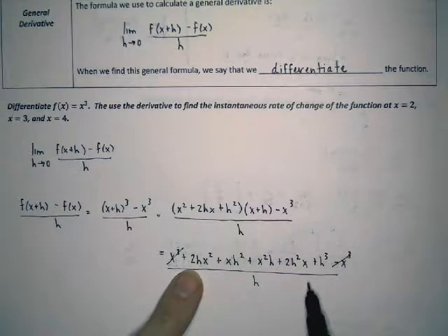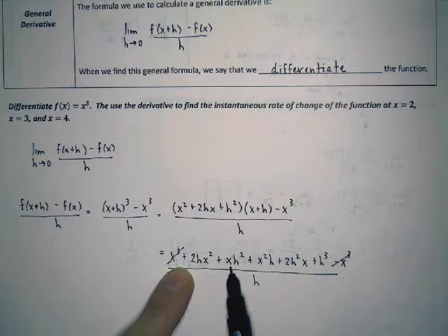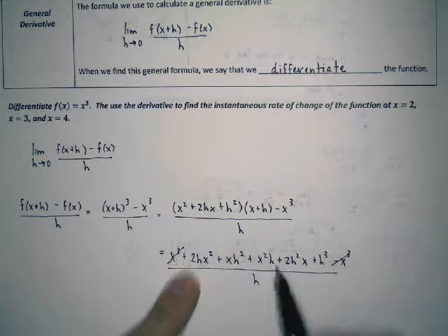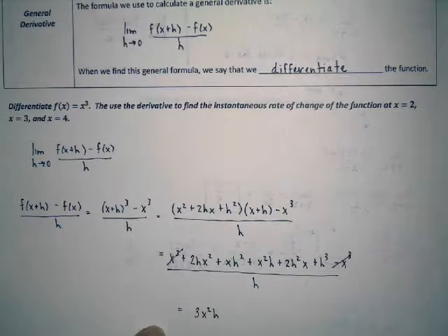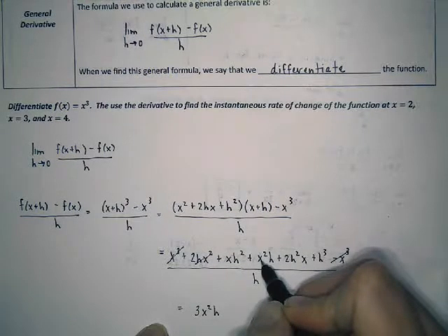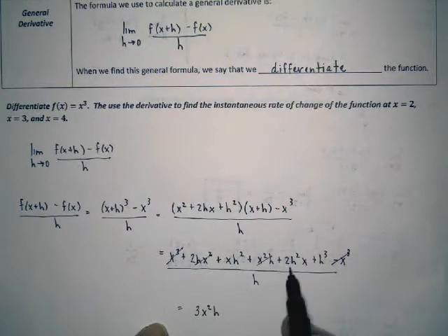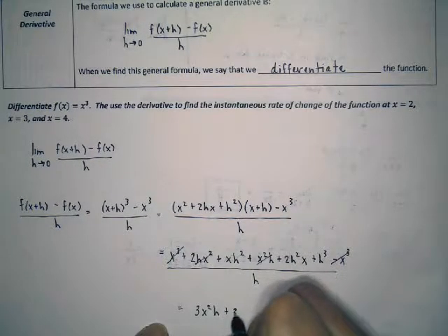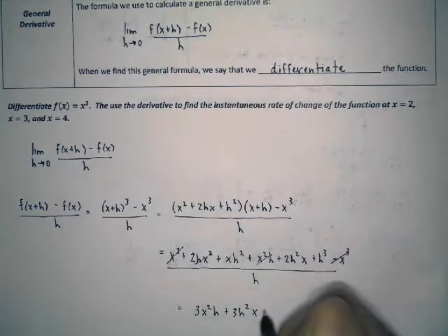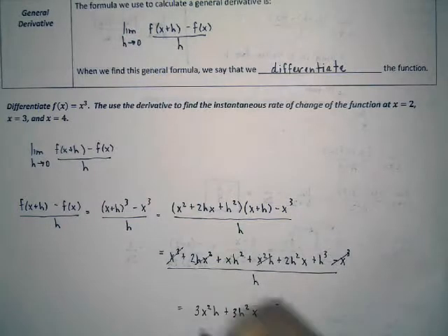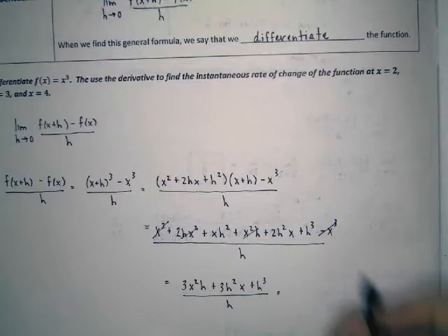Let's see, I can combine some like terms. I've got a 2hx squared plus an x squared h. So I get 3x squared h. And I'm going to cross those off so I keep track of them. Then I've got this h squared x term and another one here. So I get plus 3h squared x. And then I have my h cubed term, all over h. And so now I can simplify.